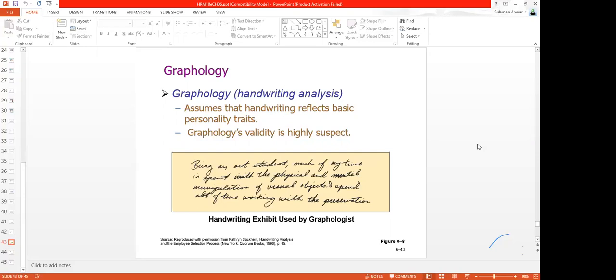Once you have written this statement, a graphology scale would be placed on your handwriting, and it would calculate the angles of your writing. Through the angles and the style of your writing, your personality would be assessed. At the same time, graphology assumes that handwriting reflects basic personality traits, and its validity is highly suspect. Right? It is highly suspect how it could be managed.